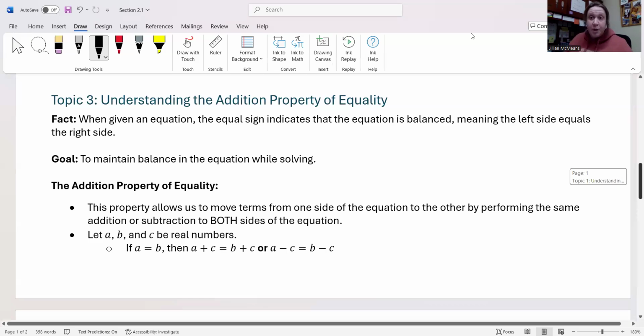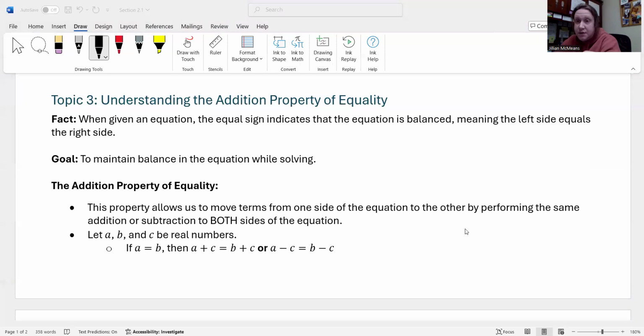Okay, the first big property we learn when we start the process of solving linear equations, and these are linear equations in just a single variable, is the addition property of equality. What the addition property of equality allows us to do is add or subtract things from both sides of the equation.